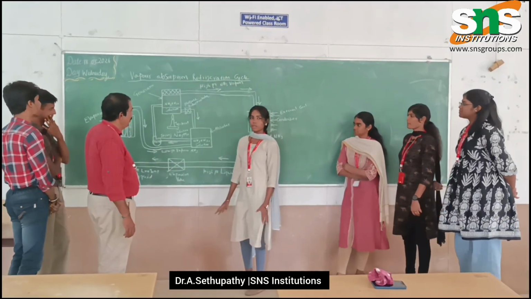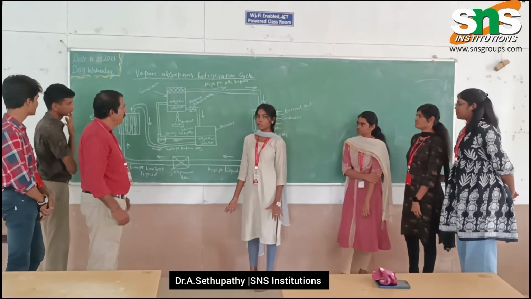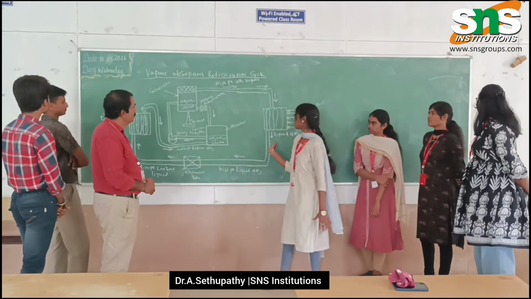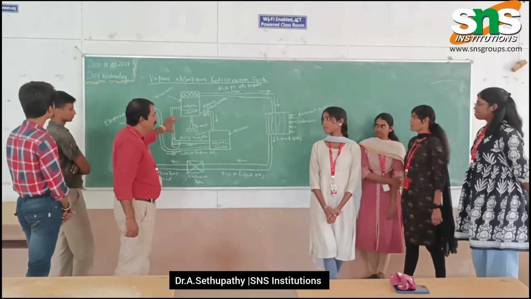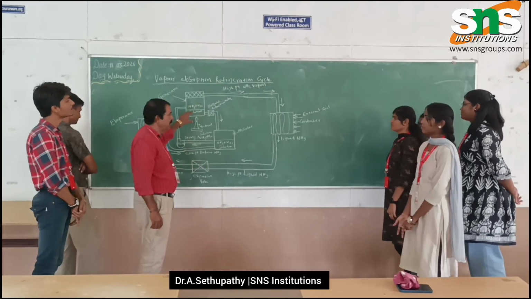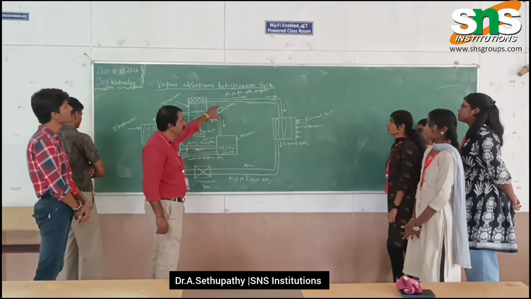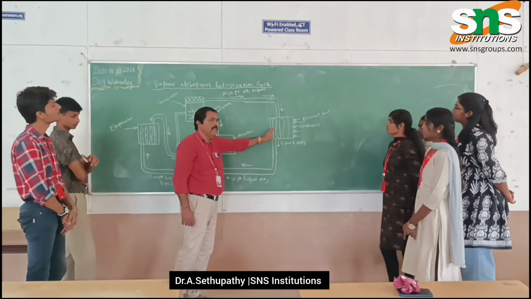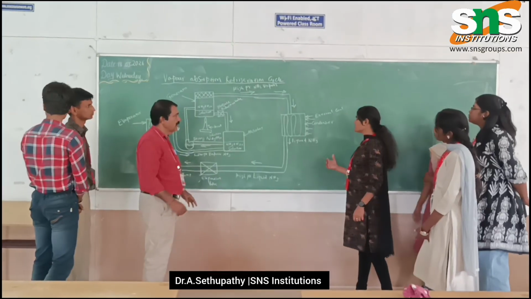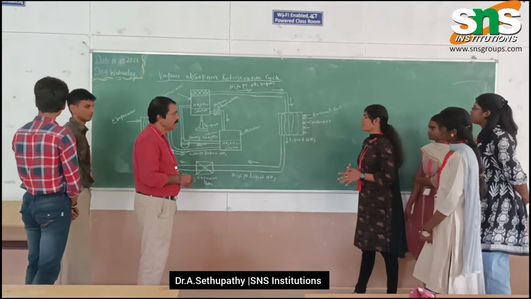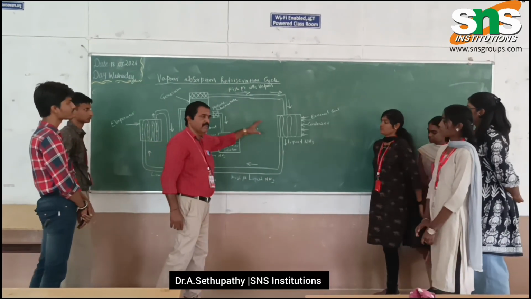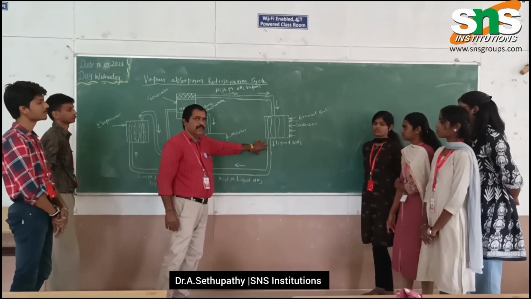So in the generator, the ammonia and H2O liquid solution will be heated externally, and that becomes high pressure vapor and goes to the condenser. So the liquid is converted into vapor by using a heat source. The high pressure vapor is transferred into the condenser area. In the condenser, what is the purpose? The condenser converts vaporized ammonia into liquid ammonia. So the vapor is converted into liquid at high pressure.